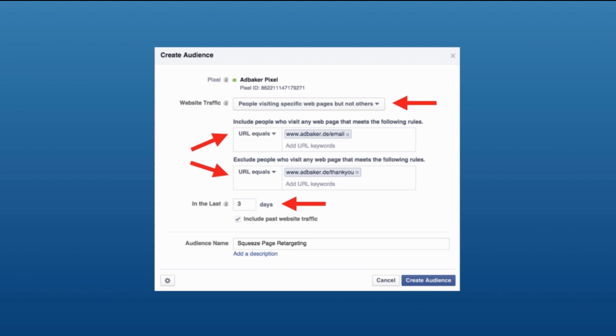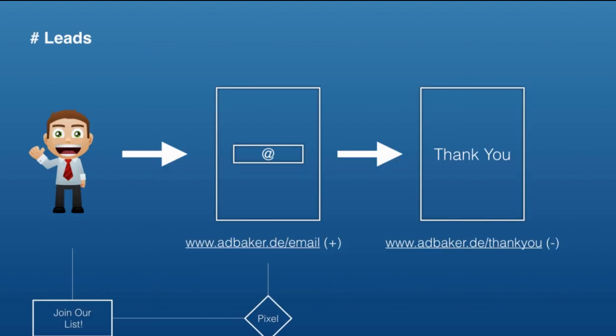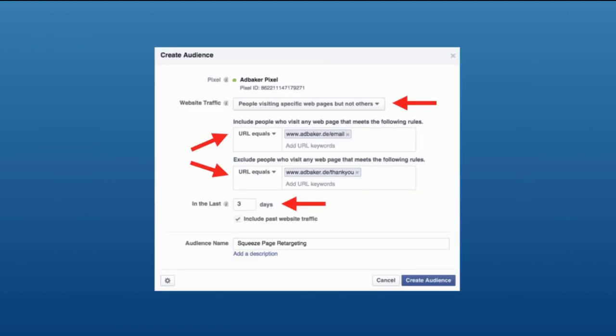And then you want to exclude people who visit any web page that meets the following rules. You want to exclude everyone who already made it to the thank you page, because these are the people who have opted in successfully, who gave you their email address. You don't want to create a retargeting ad asking them to opt in a second time. So you want to exclude the ones who made it to the thank you page. Let's go back again. Can you see the URL of the thank you page that you have in place? Just copy paste that one and enter it in the exclude people field.